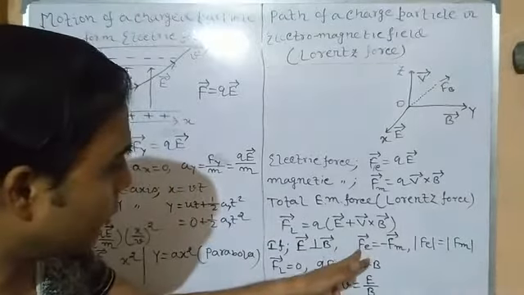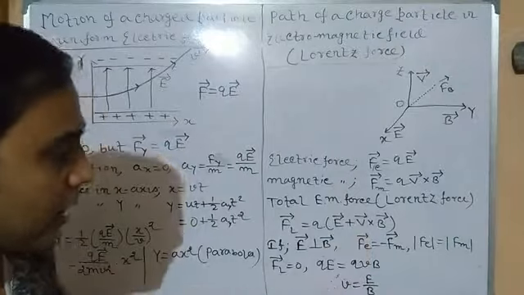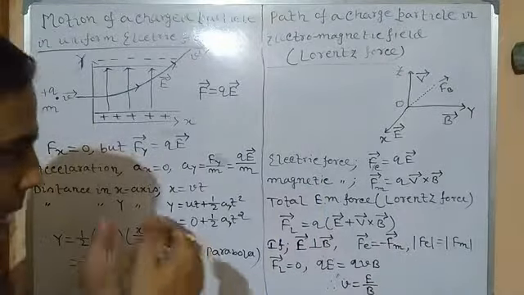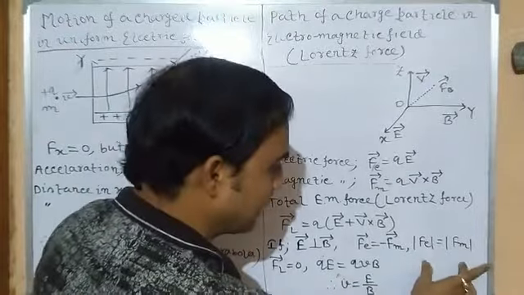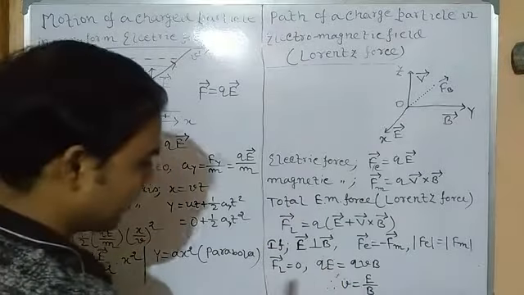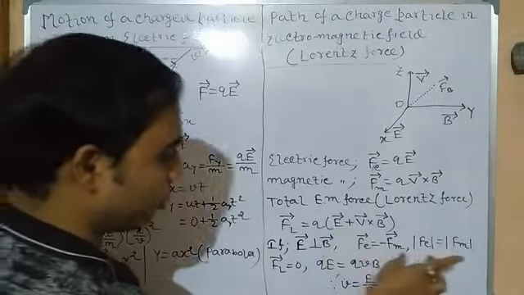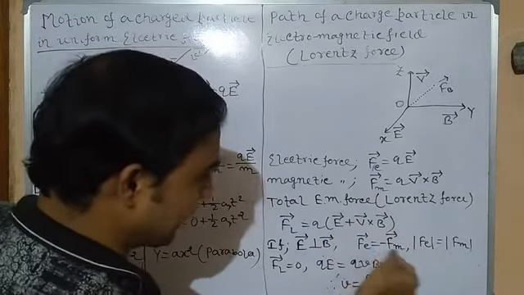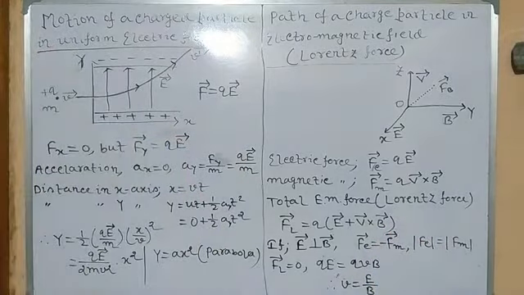Now, if the electric and magnetic fields are perpendicular to each other, and the directions of both electric and magnetic forces are opposite, but we keep their magnitudes equal, by adjusting their values, what will we get? Then if both are equal and opposite, it will be QE minus QVB, that is FE and that is FM. So if they are opposite and equal to each other, they will just cancel each other, isn't it?